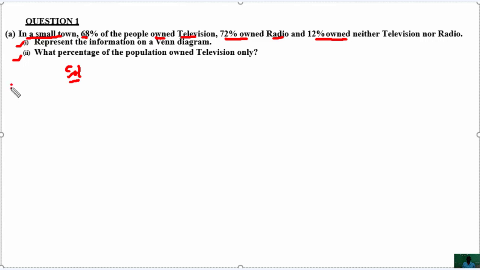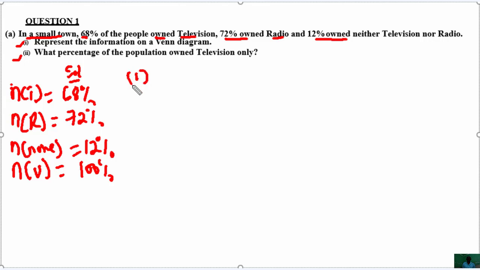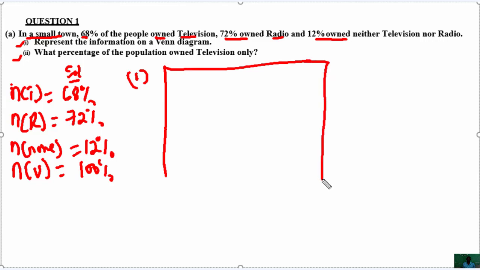So number of television is 68%. Number of radio is 72%. Number of none is 12%. Then we have number of U, which is the universal set, will be 100%. So we are to illustrate this on a Venn diagram. So we draw our Venn diagram here.